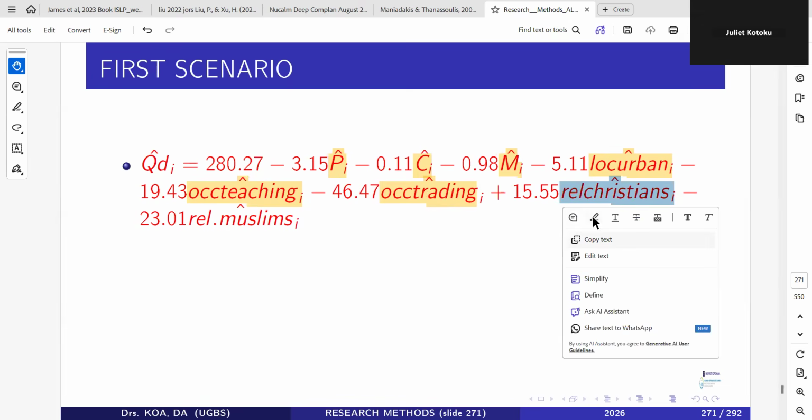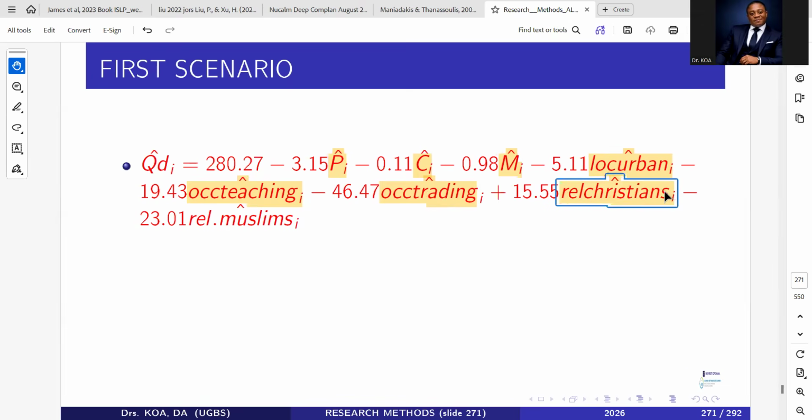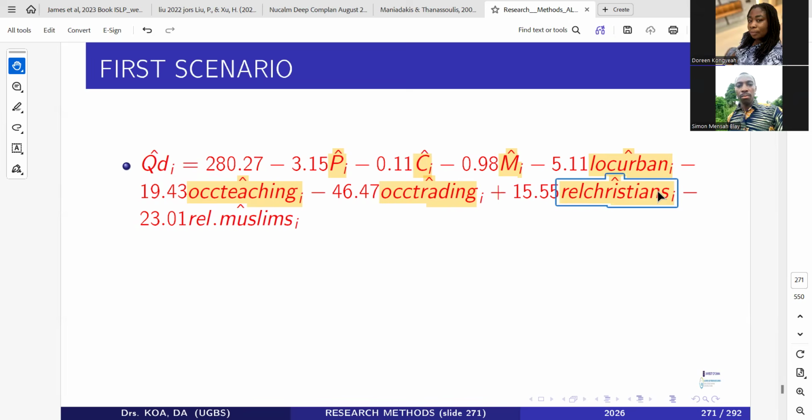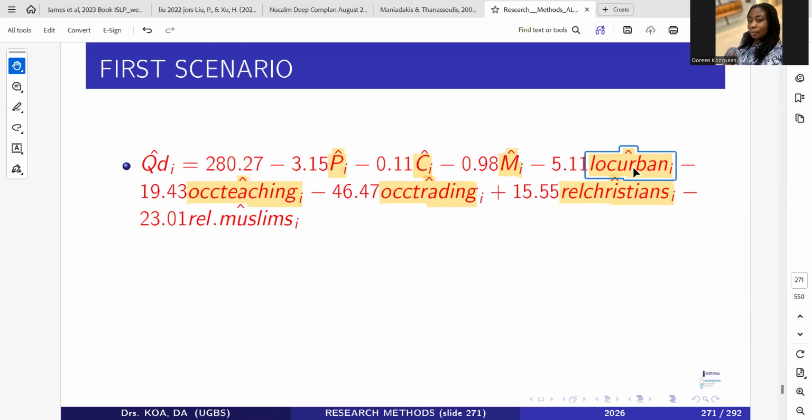Now, real Christians will be given a value of what? Anybody? Real Christians. If you still remember the first scenario, who they were. Darren? That should be 0. Why? Because we are looking at Muslims. Very good. So Christians should be given a value of 0.